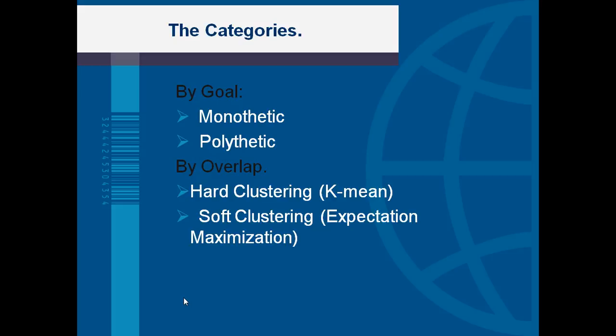Another way of classifying is overlap. The grouping of pixels in feature space can be done in different ways. They can be broadly classified as hard clustering or soft clustering. Hard clustering is a deterministic method, whereas soft clustering is a probabilistic method. Now we will look into hard clustering and soft clustering in detail.